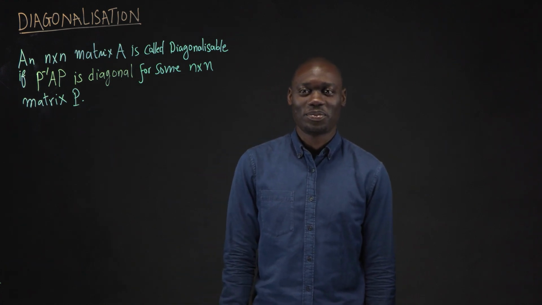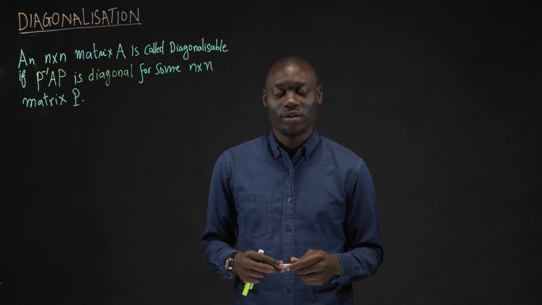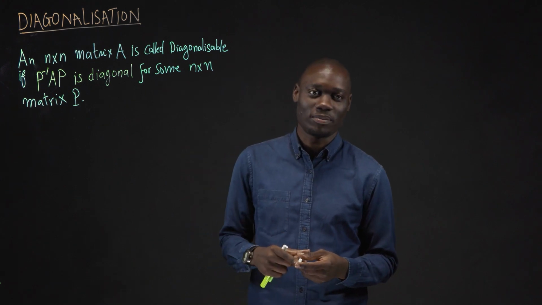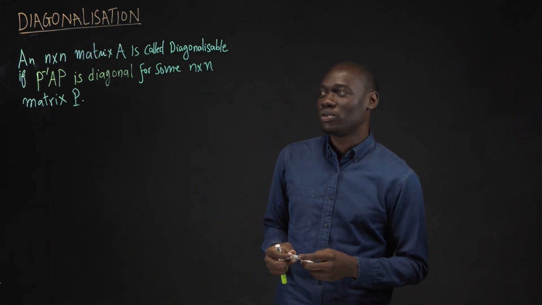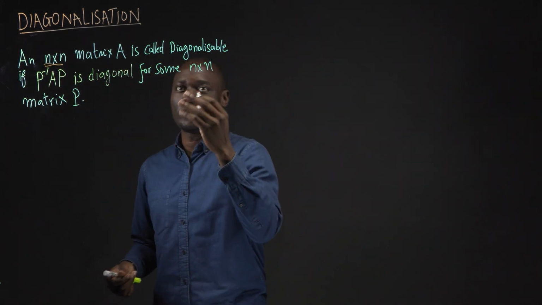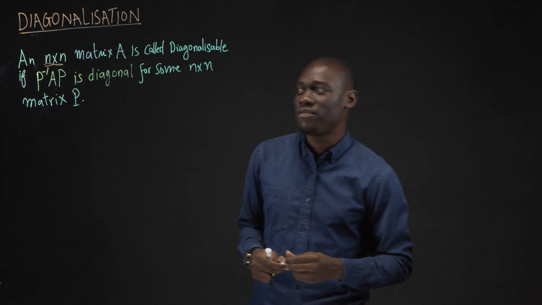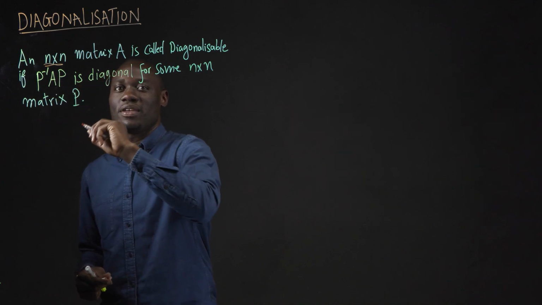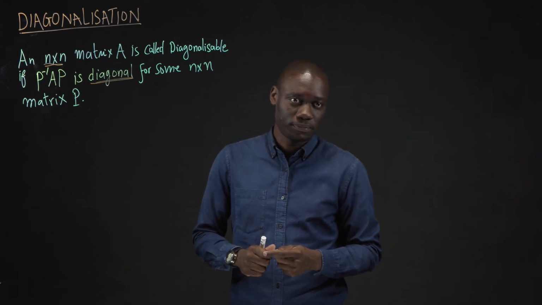Hello class. In this video, we explore the concept of diagonalization. Now, I'm sure you may have come in touch with this concept, and you may ask yourself what diagonalization is. So, considering an n times n matrix, which is a square matrix A, this matrix will be called diagonalizable if we have P inverse times A times P is diagonal for some n times n matrix P.